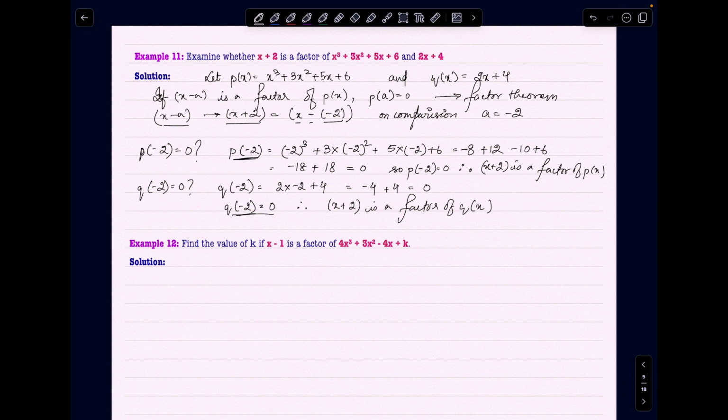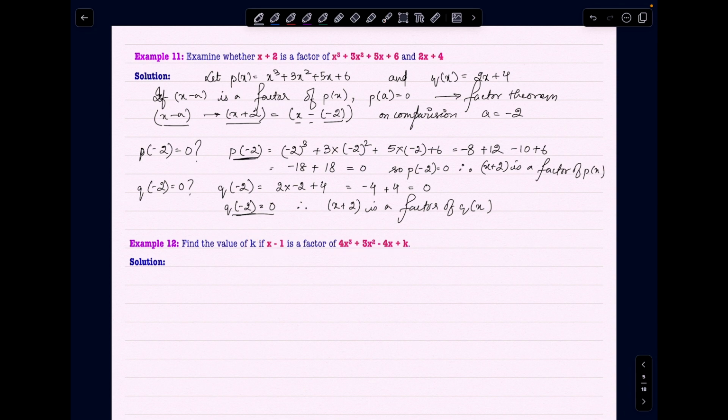Easy. The second question it is given, find the value of k. There is an unknown in the polynomial p of x, there is an unknown called k. Understood? And he's saying that if x minus 1 is a factor of this polynomial p of x, what is the value of that unknown k?